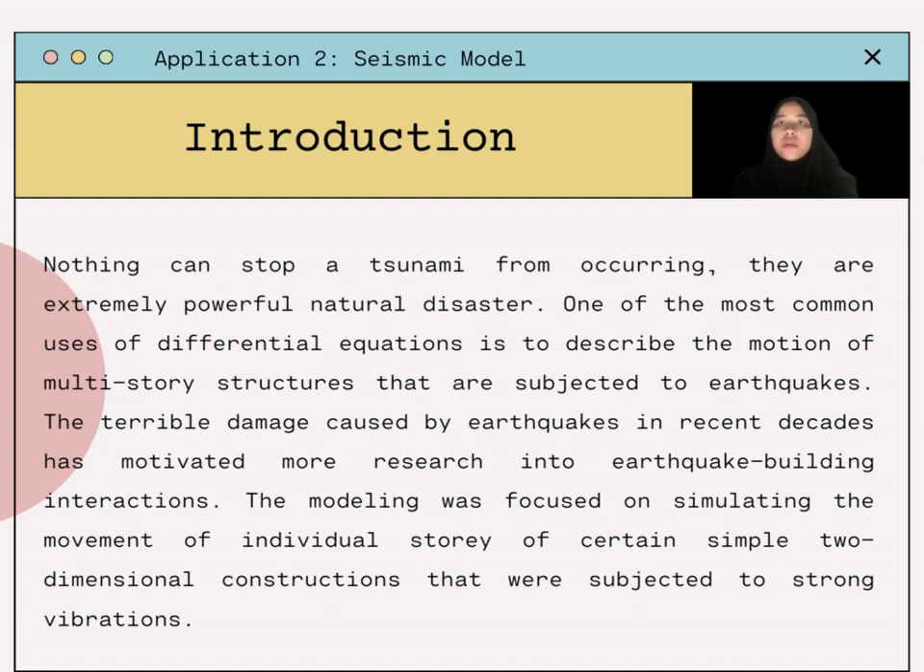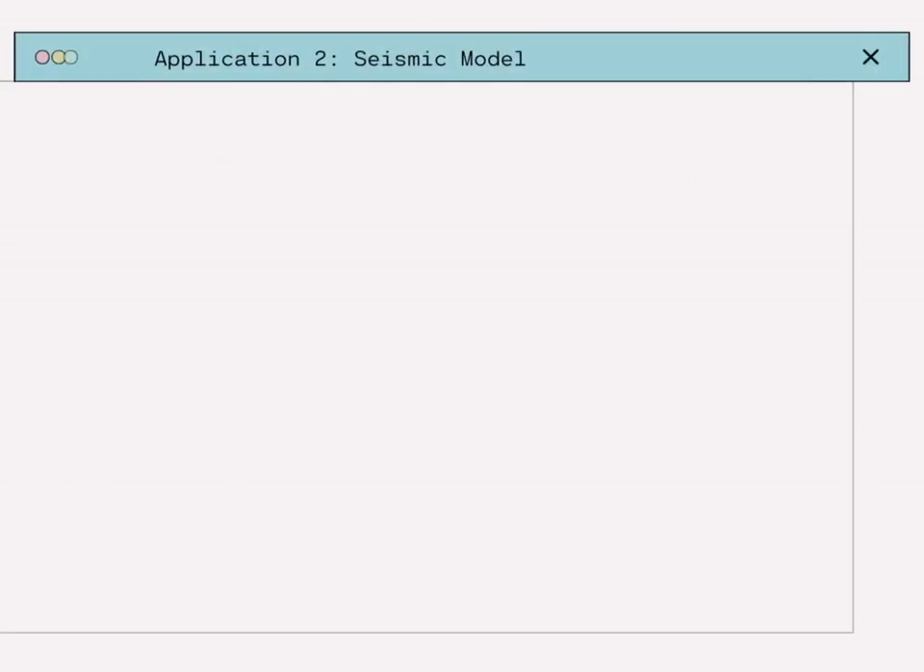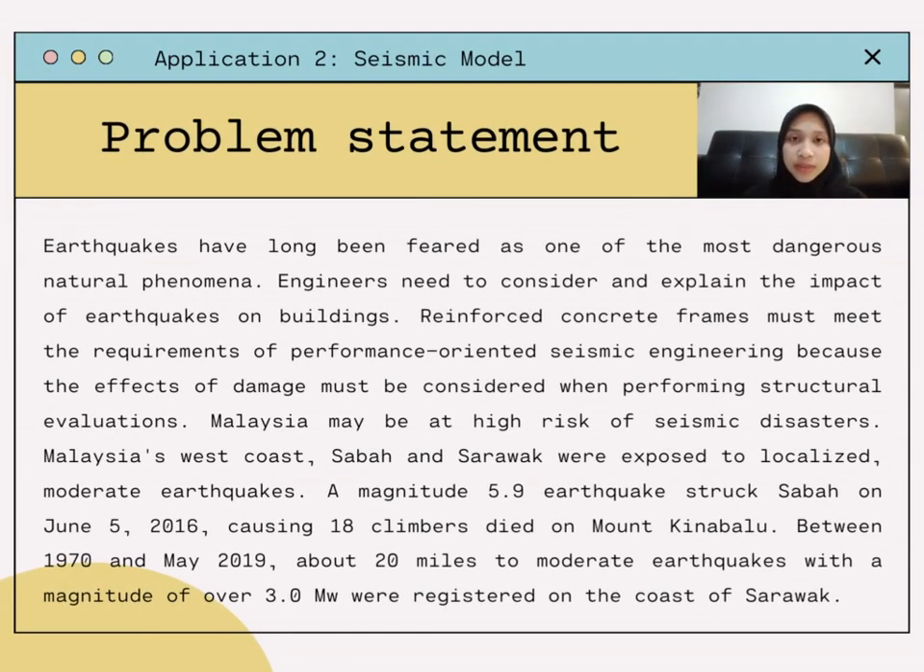One of the most common uses of differential equations is to describe the motion of multi-story structures that are subjected to earthquakes. The terrible damage caused by earthquakes in recent decades has motivated more research into earthquake-building interaction. The modeling focused on simulating the movement of individual stories of certain simple two-dimensional constructions that were subjected to strong vibrations. Now let us see the problem statement of our second application.